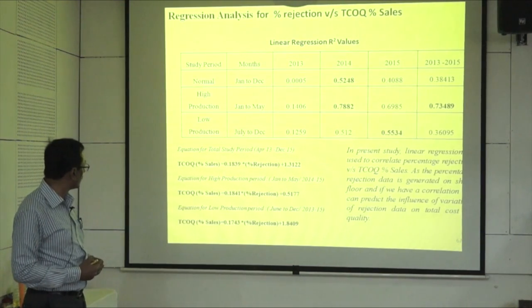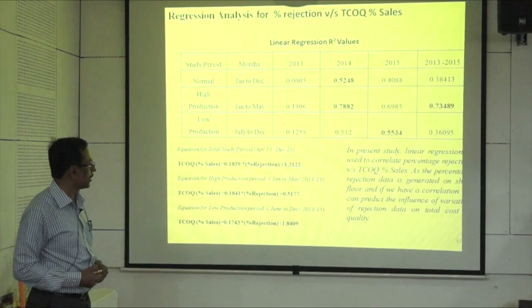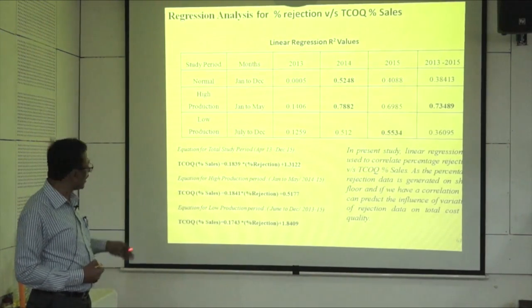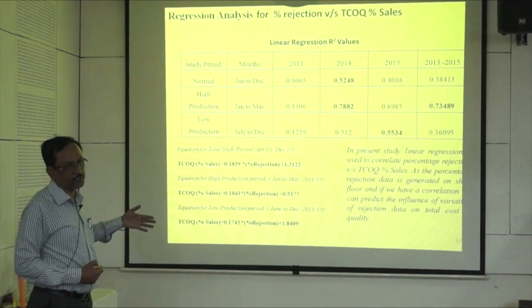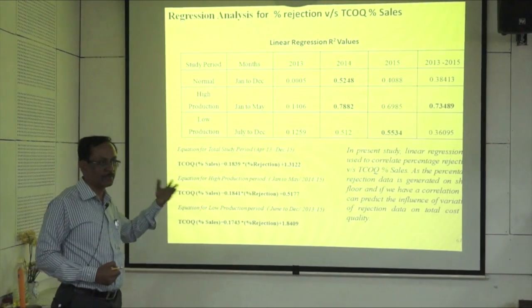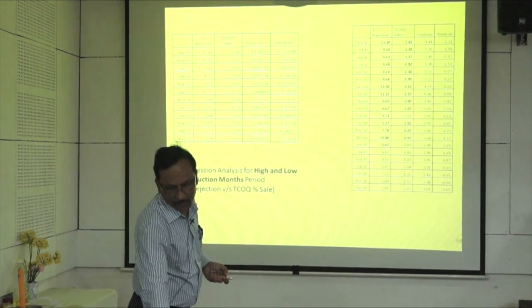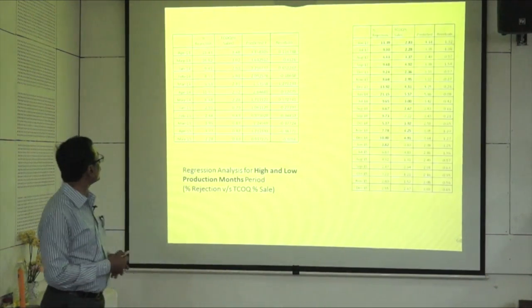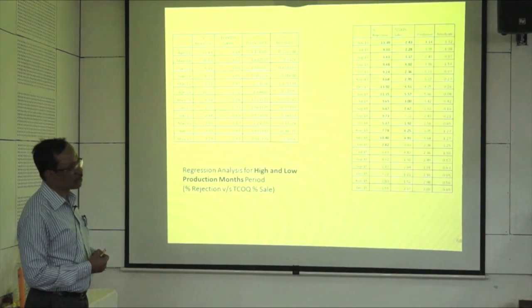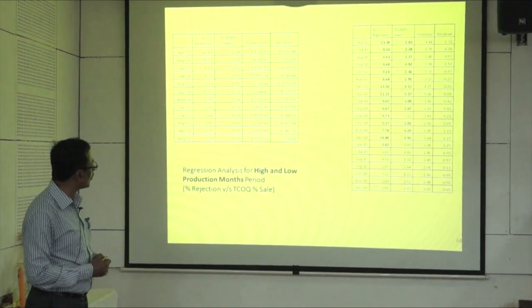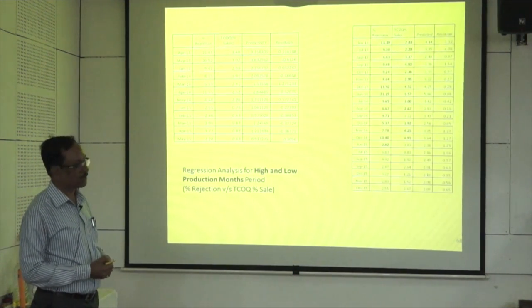This is for a high production period, this is for the total study period, and this is for low production period. So it is found that if we go by low production and high production periods, then we can predict probably the values more closely. Those values I have displayed. Now here, this is actual total cost of quality. This is predicted by the equation, and this is a residual, for high cost months, for low cost months.